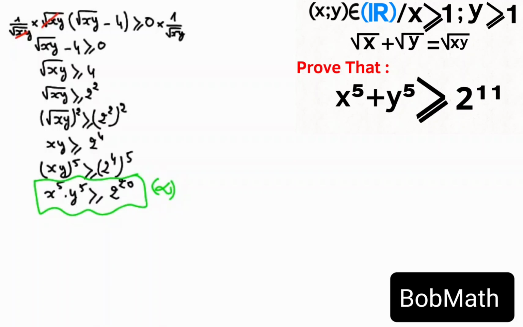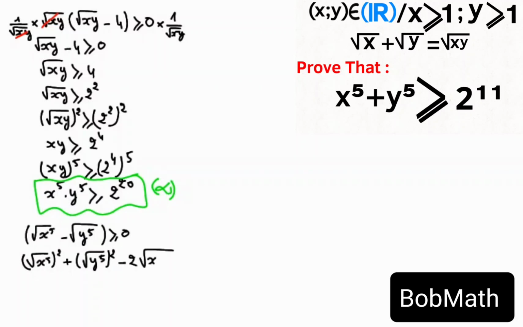We know that square root of x power 5 minus square root of y power 5, all squared, is greater than or equal to 0. Therefore square root of x power 5 all squared plus square root of y power 5 all squared minus 2 times square root of x power 5 y power 5 is greater than or equal to 0. And therefore x power 5 plus y power 5 is greater than or equal to 2 times square root of x power 5 times y power 5. We call this inequality 1.